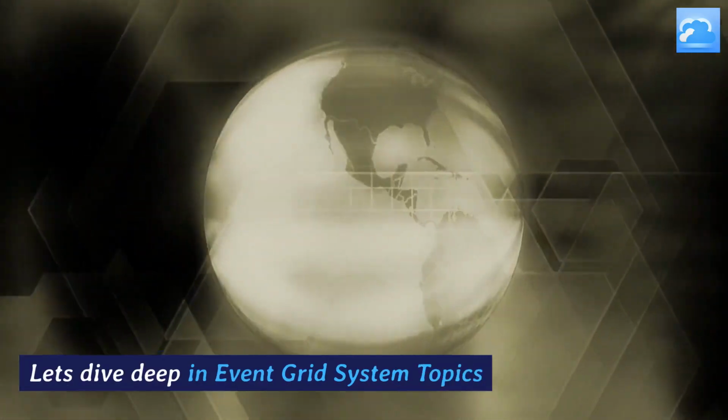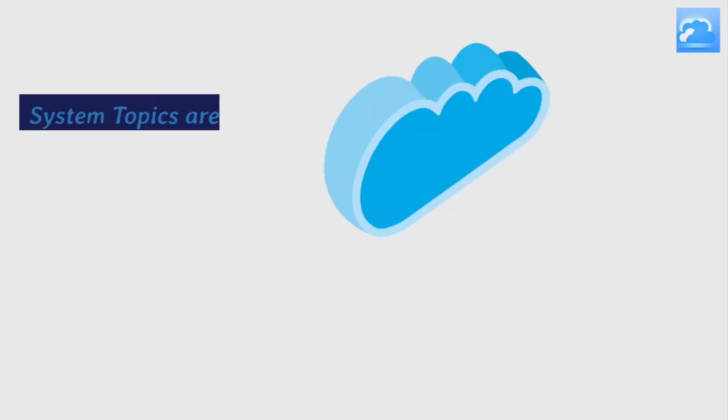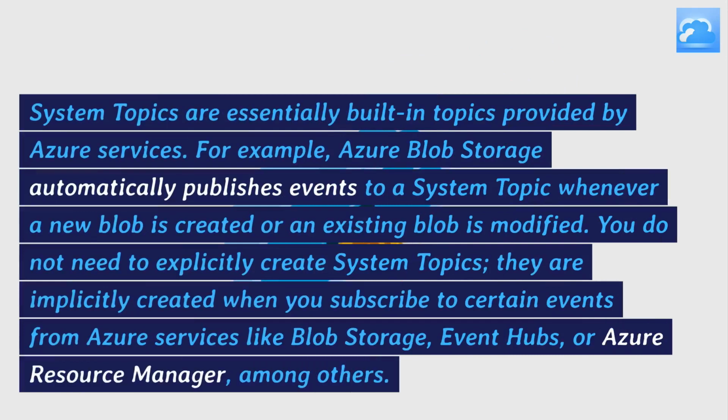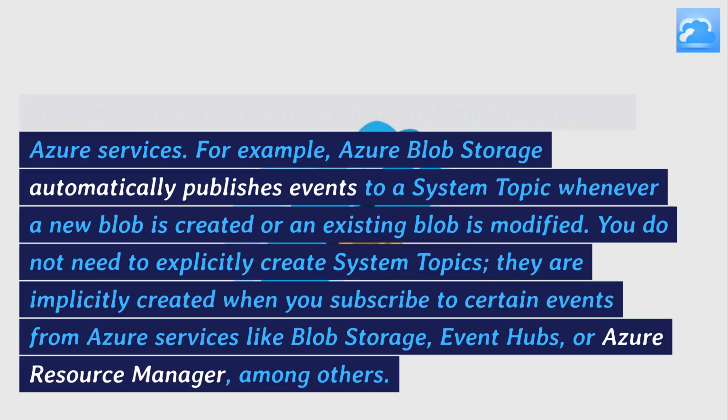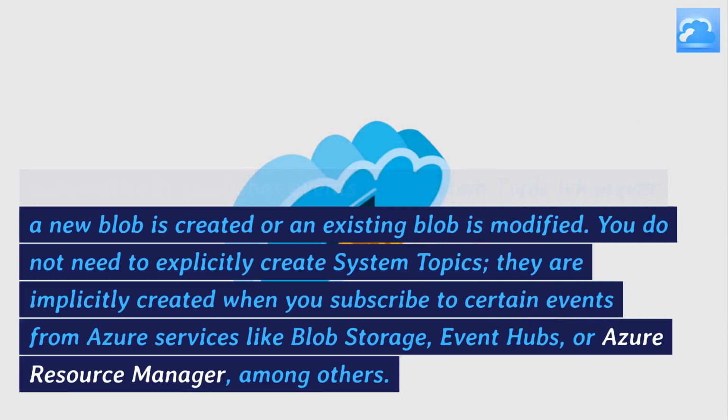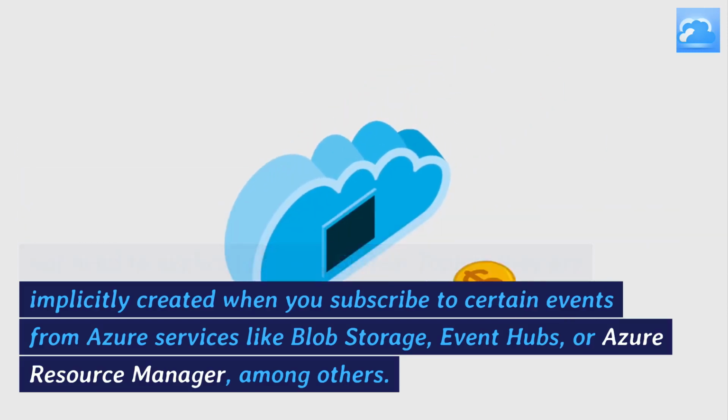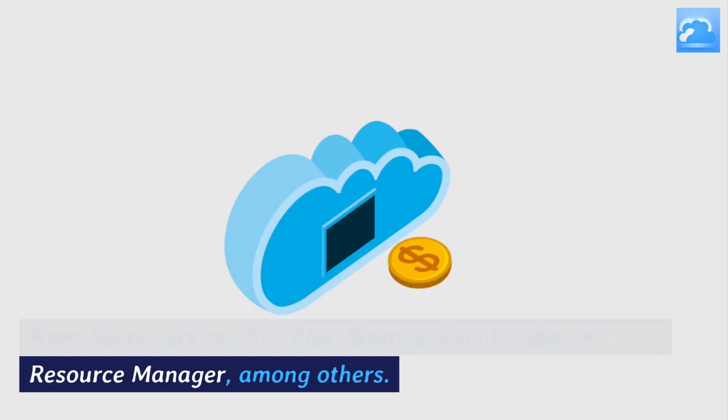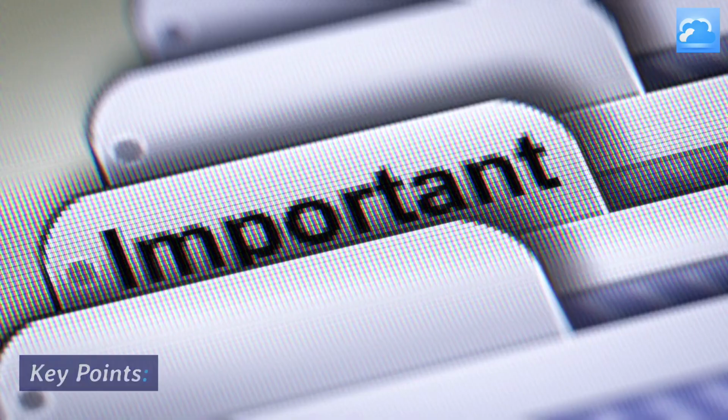Let's dive deep in Event Grid system topics. System topics are essentially built-in topics provided by Azure services. For example, Azure Blob Storage automatically publishes events to a system topic whenever a new blob is created or an existing blob is modified. You do not need to explicitly create system topics. They are implicitly created when you subscribe to certain events from Azure services like Blob Storage, Event Hubs, or Azure Resource Manager, among others.